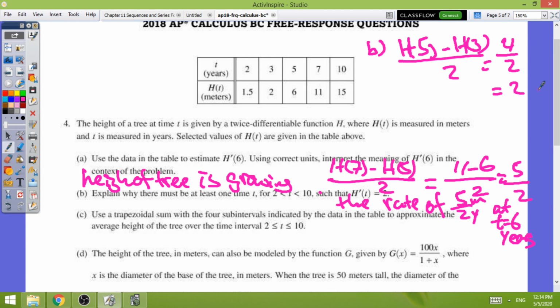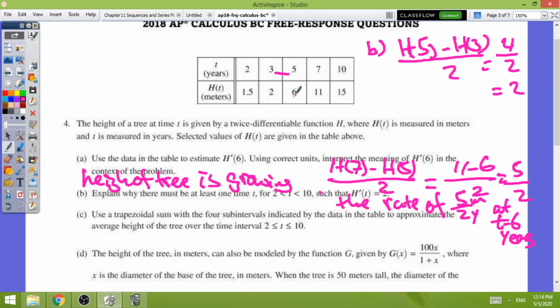And also you can state that since h is differentiable on 2 to 10, and h is continuous on 2 to 10, that's just the requirement for the mean value theorem. So we know that h is both continuous and differentiable on 3 to 5, the interval. By the mean value theorem, we know that there must be at least one t on 3 to 5, right between 3 to 5 right here, such that h prime of t equals 2.